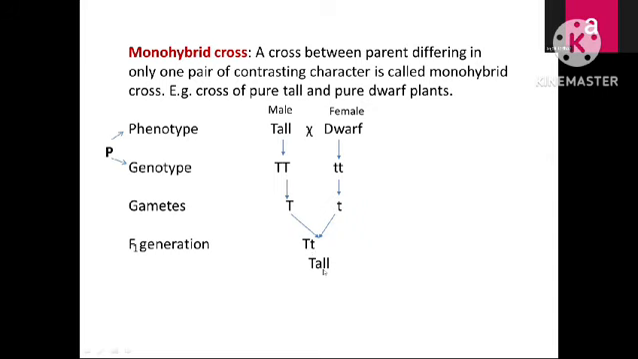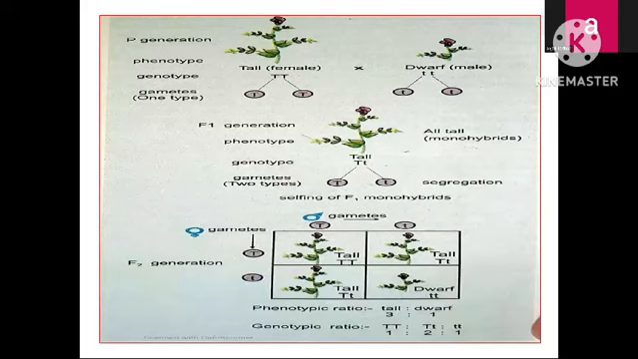This means plant has allele for tallness and allele for dwarfness also. But externally the plant is tall. To find out F2 generation, selfing of F1 hybrids takes place. Means capital T small t cross with capital T small t.